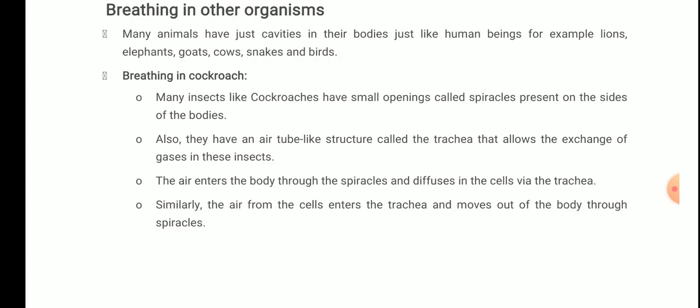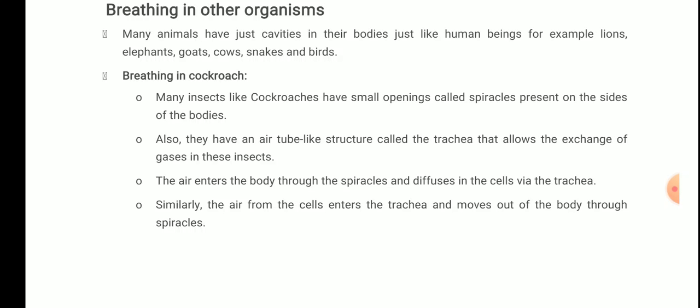First, the organism we are going to discuss is the cockroach, breathing in cockroach. Many insects like cockroaches have small openings called spiracles present on the sides of the bodies. Also, they have an air tube like structure called trachea that allows the exchange of gases in these insects. So, insects like cockroaches, what do they have? They have small openings called spiracles present on the sides of the bodies. Secondly, they have an air tube like structure. It is called trachea. So, these two words are important when we are discussing cockroach, the spiracles and the trachea. Trachea allows the exchange of the gases in the insects.